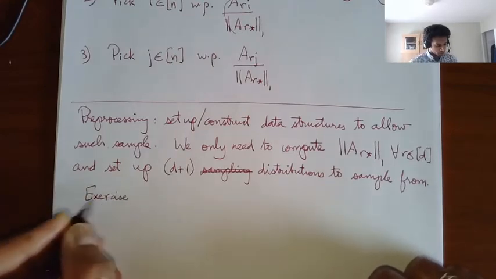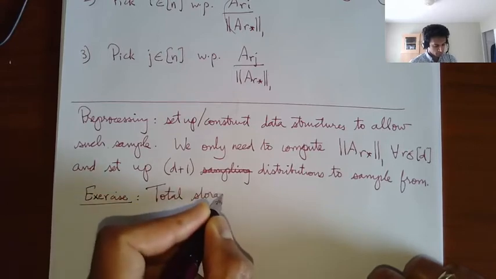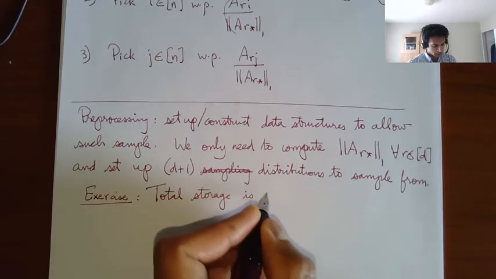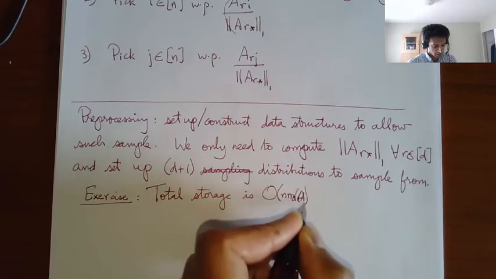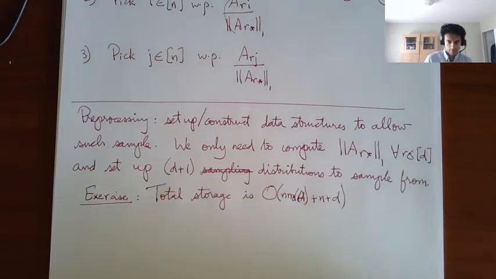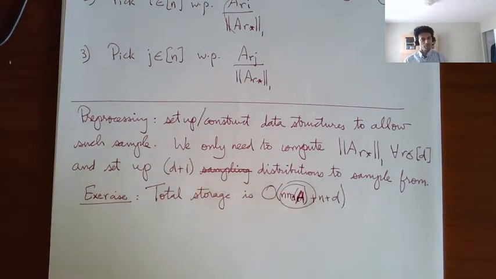But the total storage is just going to be O of nnz of A, plus n plus d, which is really just this. And I'm just putting this to be formally correct. Okay, does this make sense? So this is the pre-processing. Any questions?